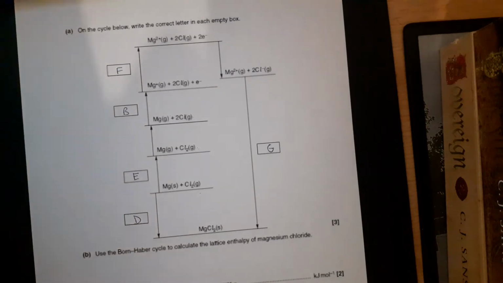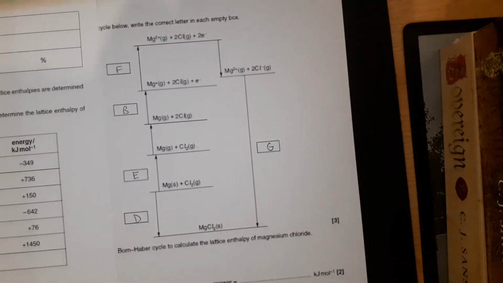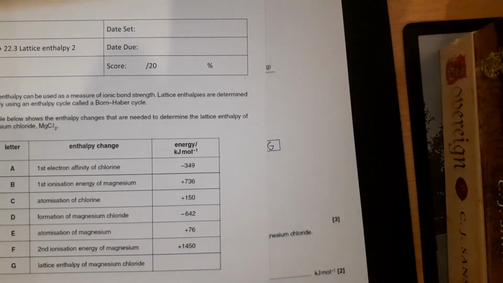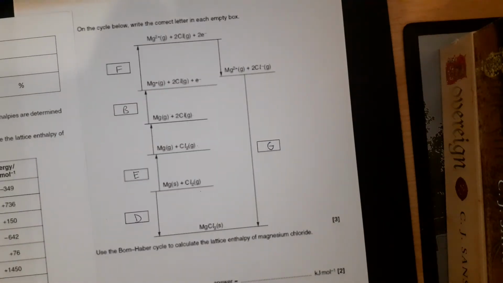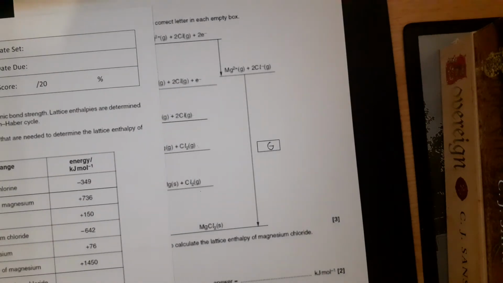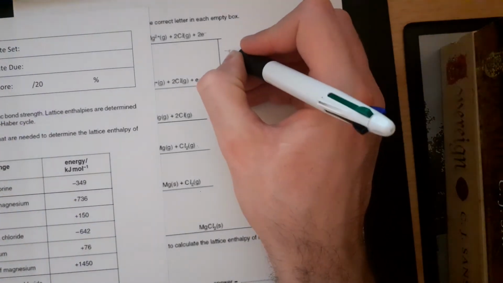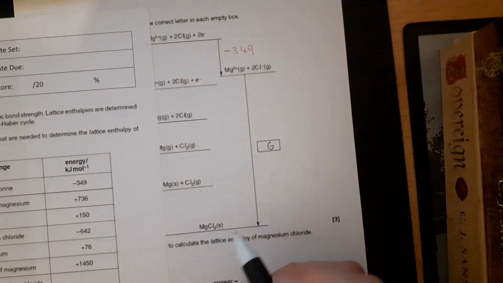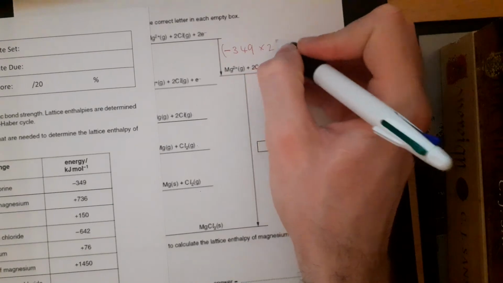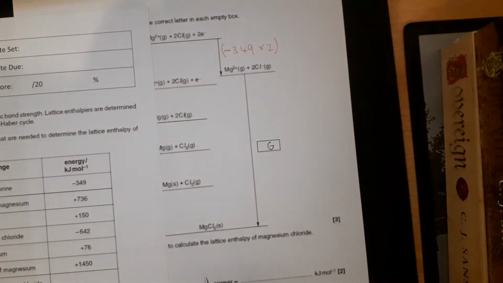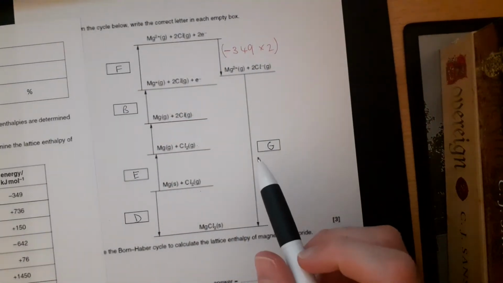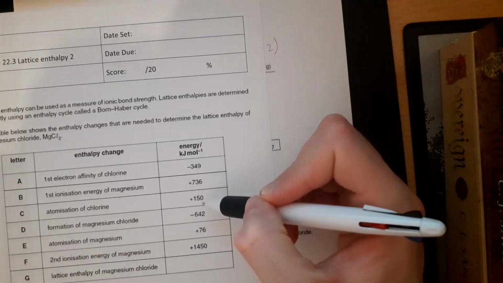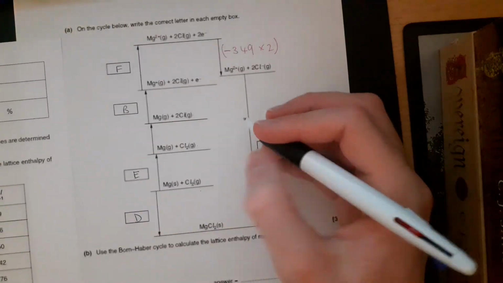Right, then we need to calculate it. So again, we're going to do the same method that we've done before. I'm just going to copy the numbers across. So A is minus 349. That's not on here. That's the electron affinity of chlorine. So that's this one. But here we've got 2 chlorines, so this is going to have to be times by 2. And the atomization of chlorine is the other one. So that's here. So the atomization of chlorine is plus 150. That's the other one that's going to have to be times by 2.